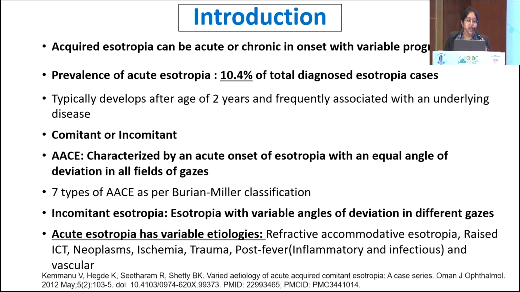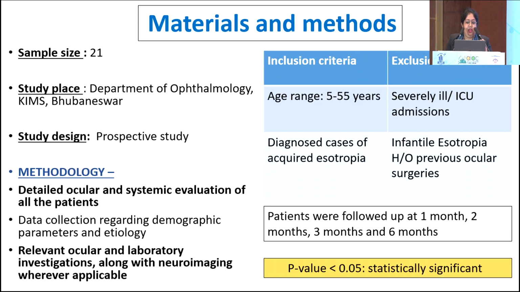Acute esotropia can be comitant or incomitant. In the comitant variety, acute acquired comitant esotropia is characterized by an acute onset of esotropia with an equal angle of deviation in all fields of gaze. As per the Burian-Miller classification, there are 7 types of acute acquired comitant esotropia. In the incomitant variety, it is an esotropia with varied angles of deviation in different gazes. Acute esotropia may have variable etiologies like ischemia, trauma, etc.